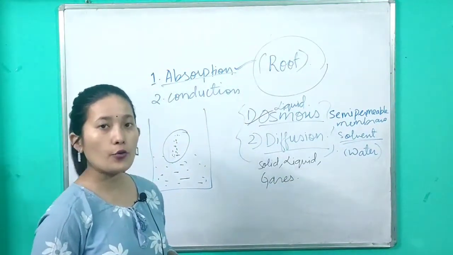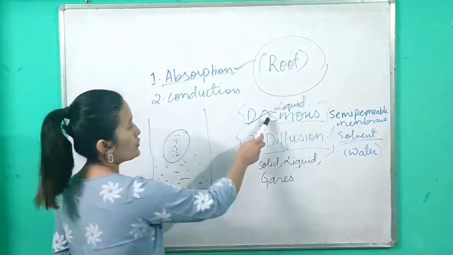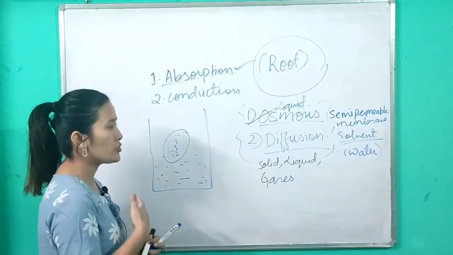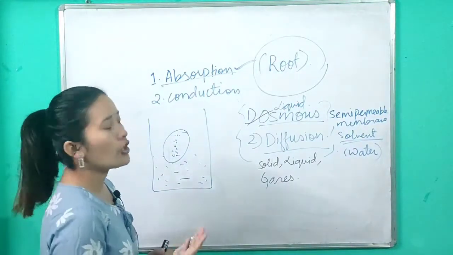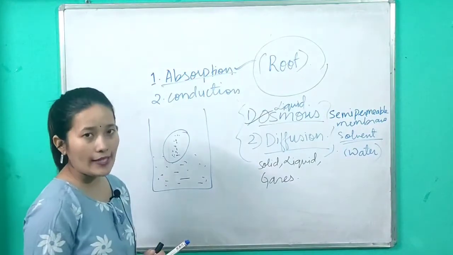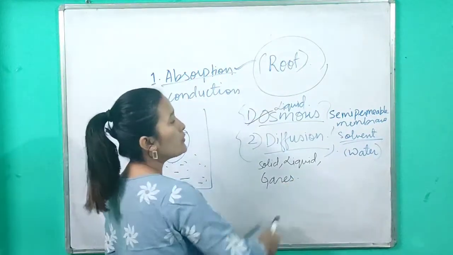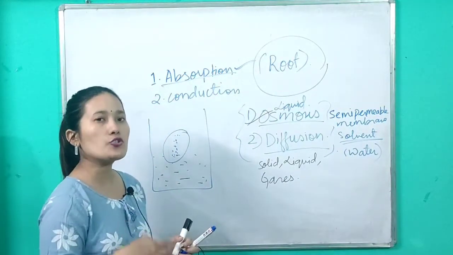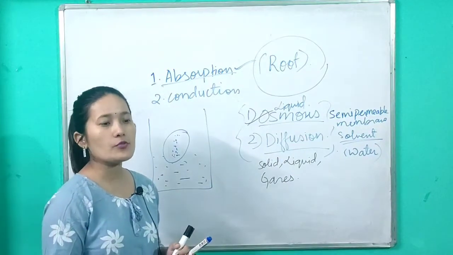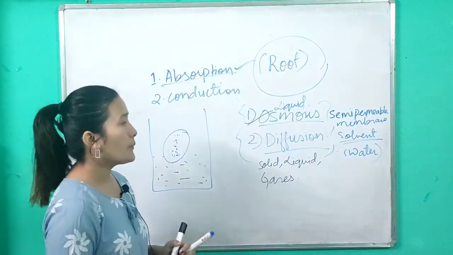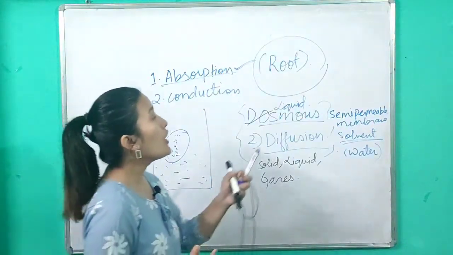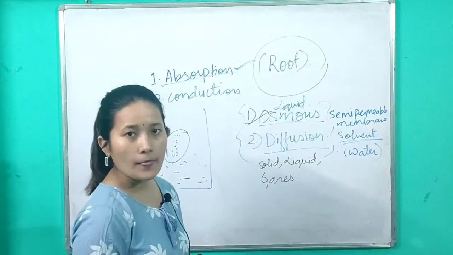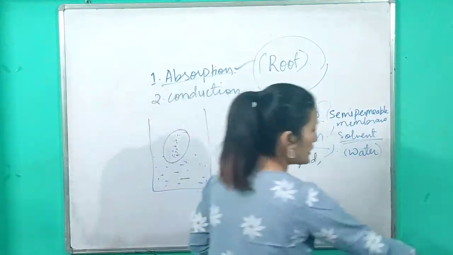Okay, so I hope you could understand the difference between osmosis and diffusion. Diffusion means movement of a solute from a higher concentration towards a lower concentration. It can occur in any medium, that is solid, liquid and gas. And osmosis means movement of water from a higher concentration, wherever there is a high amount of water, towards a lower concentration, wherever there is a low amount of water. But this takes place in the presence of a semi-permeable membrane and only in a liquid state. I hope you understood the difference between osmosis and diffusion.